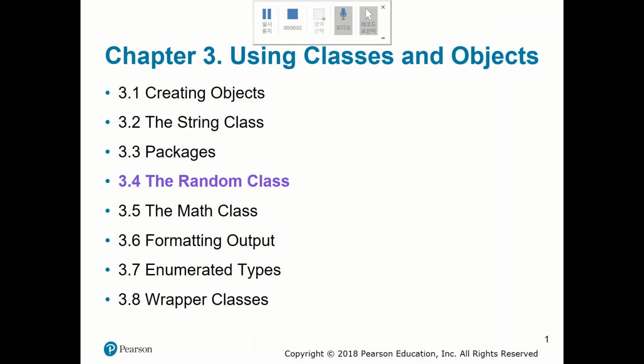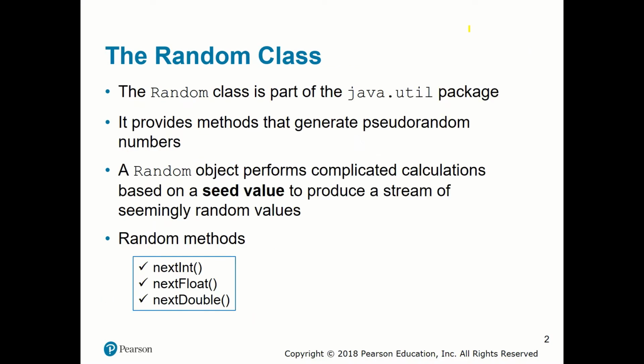In this section, I will talk about the Random class. The Random class is used to generate random numbers. The Random class is part of the java.util package. So if we want to use a Random object, you need to import java.util, like the Scanner class.